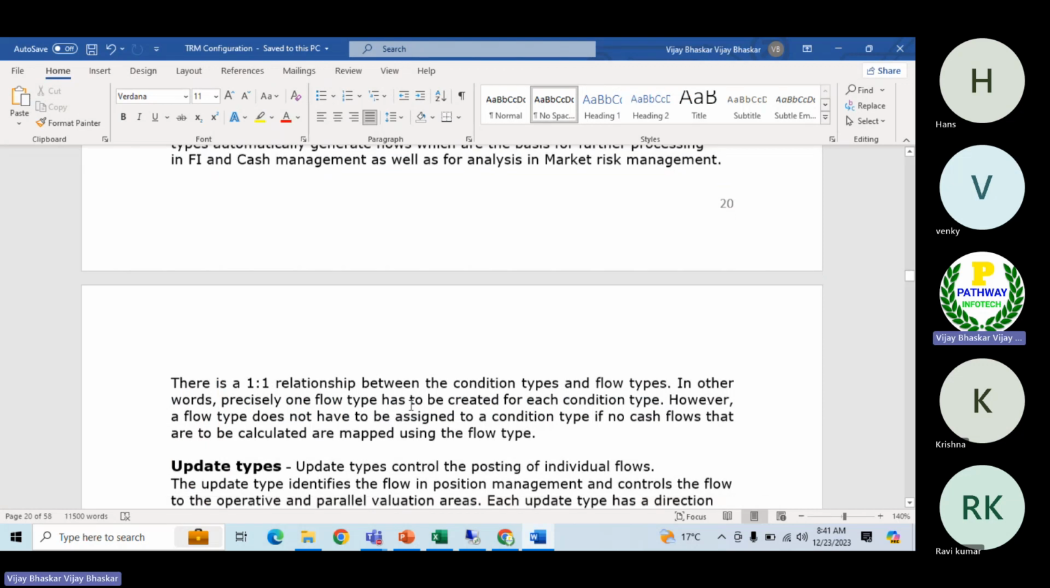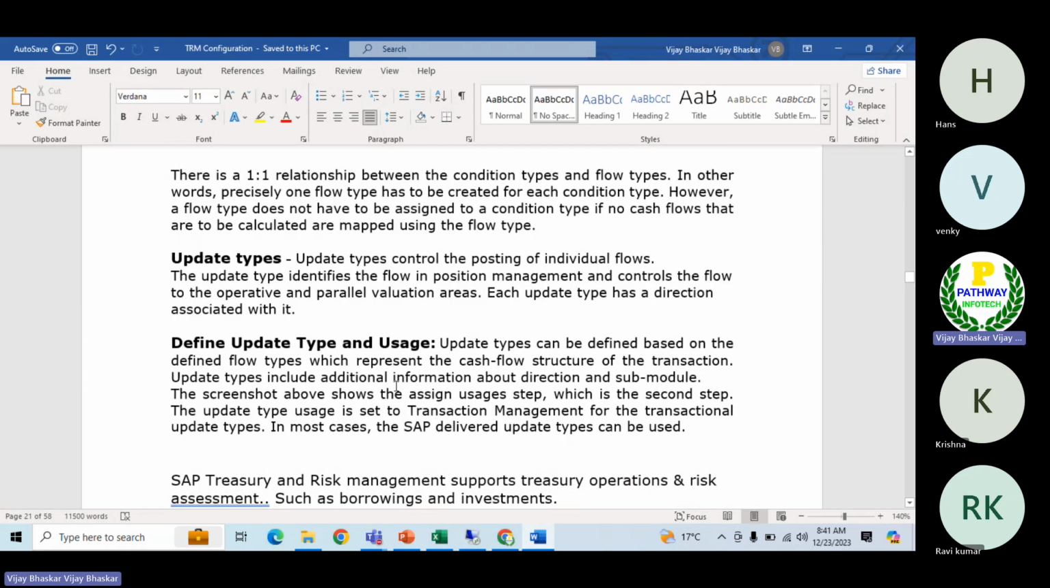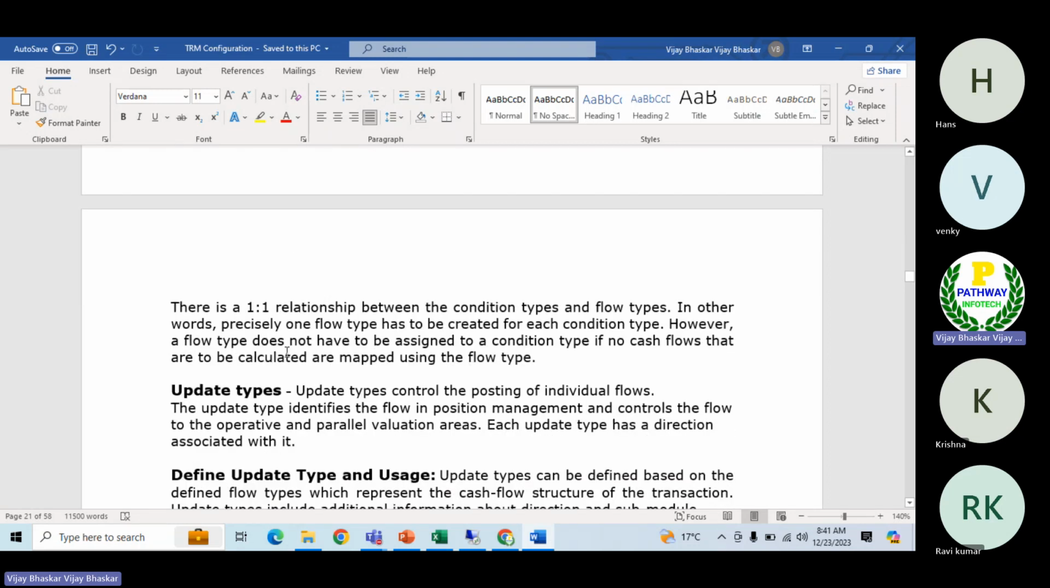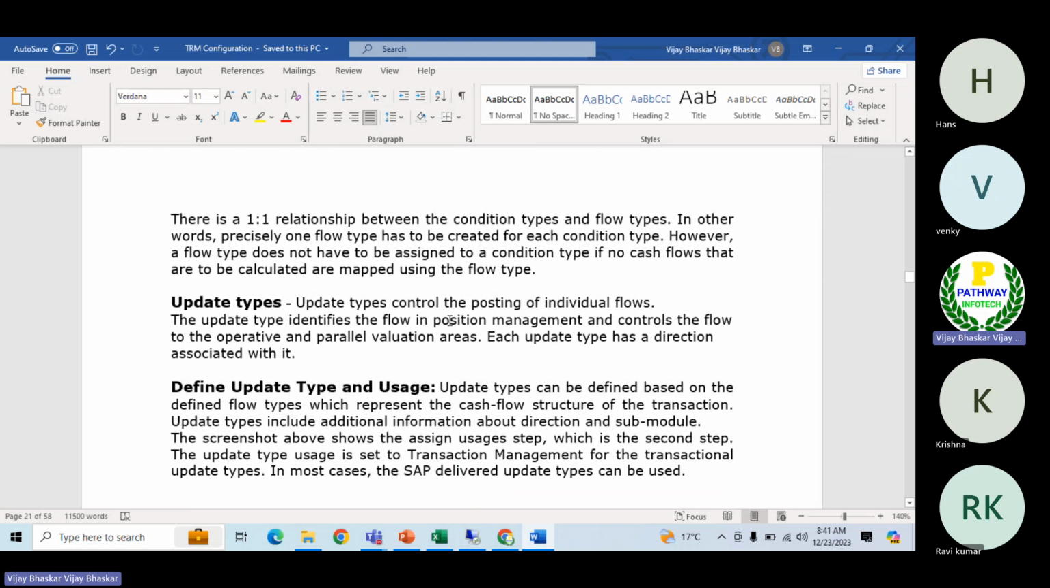Then update types. We have already seen the flow types. Update types control the posting of individual flows, meaning where I want to update my accounting transactions into my finance system or finance module. The update types identify the flows in position management and control the flow to the operative and parallel valuation areas. Each update type has a direction associated with it, so this is how the updates are updated into the system.